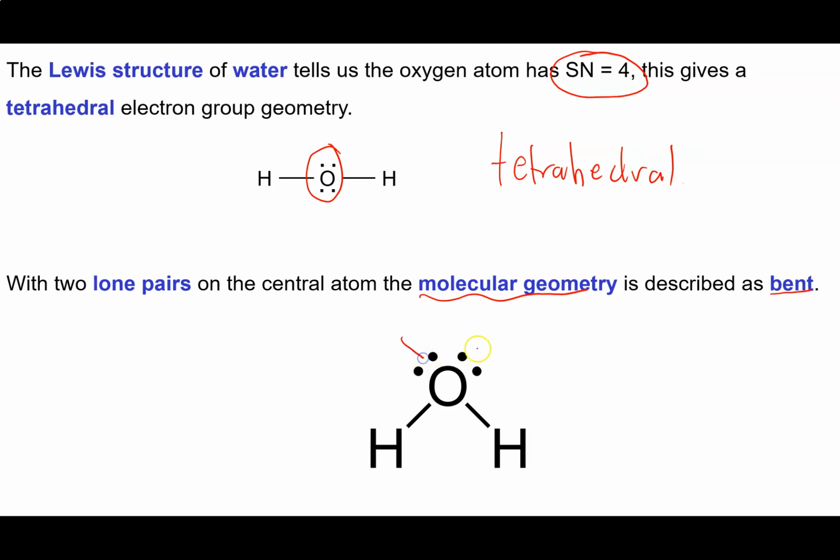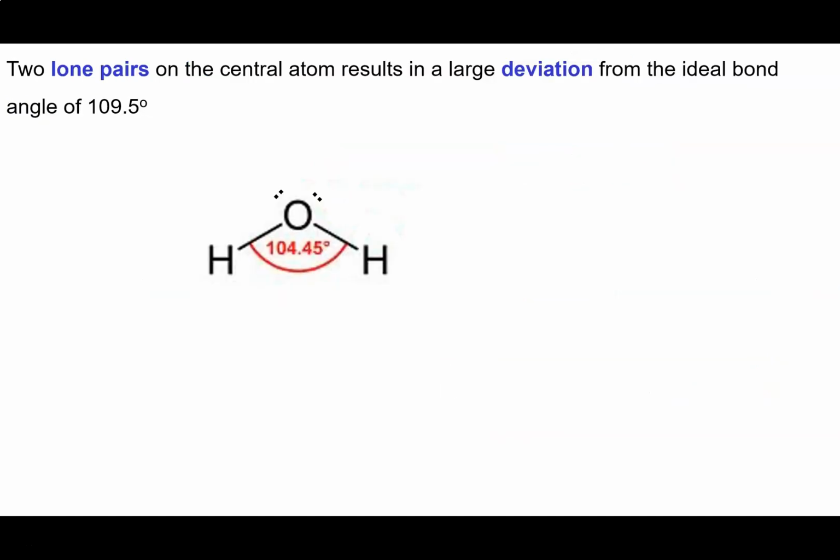And it's kind of interesting to think about this. The ideal tetrahedral angle is 109.5. Now we've got 2 lone pairs which are extra repulsive, so I'm expecting that to come in quite a lot from 109.5. So what do we see when we measure the bond angle in water? It's a full 5 degrees under the ideal bond angle, and that's because we've got 2 of these lone pairs here, and that causes a large deviation from the ideal bond angle.